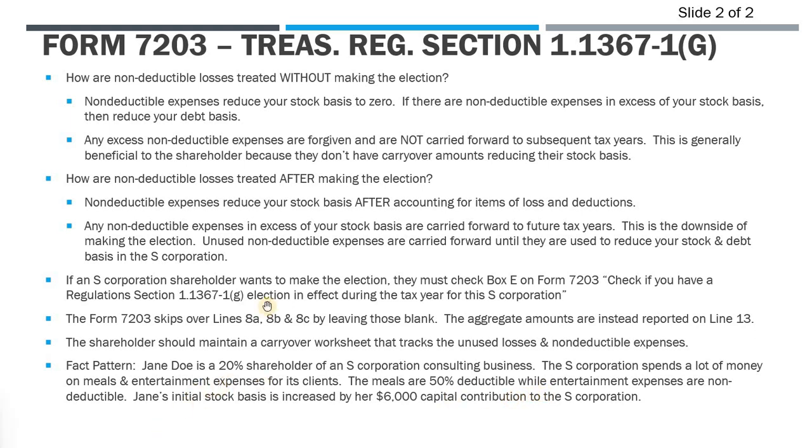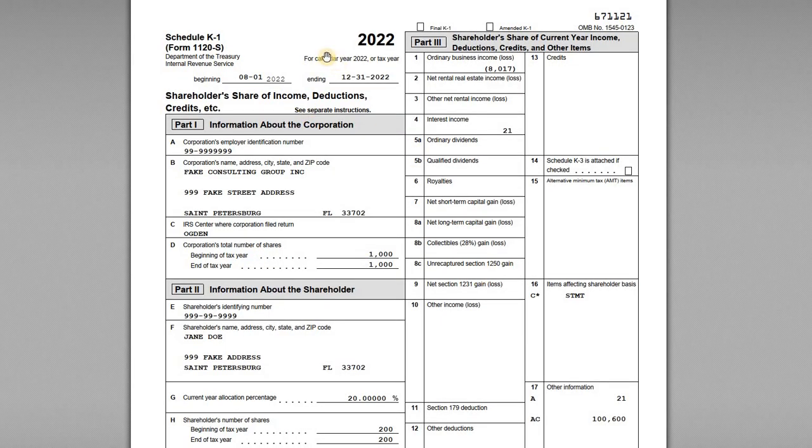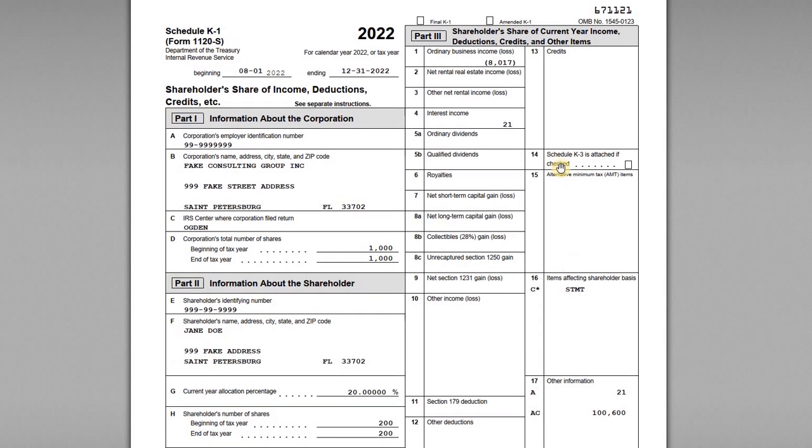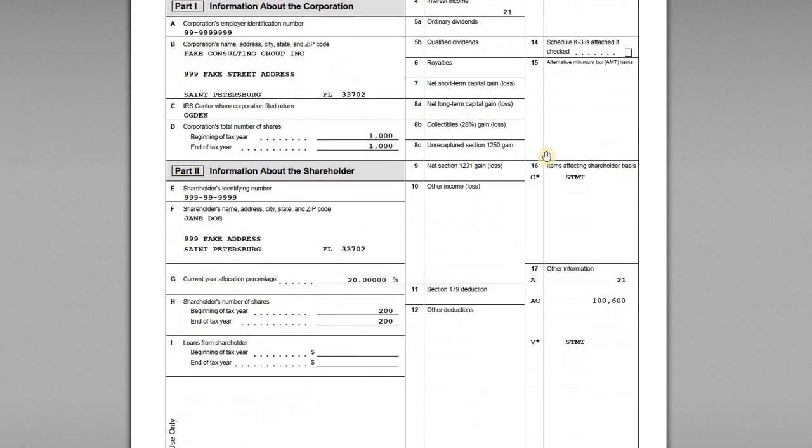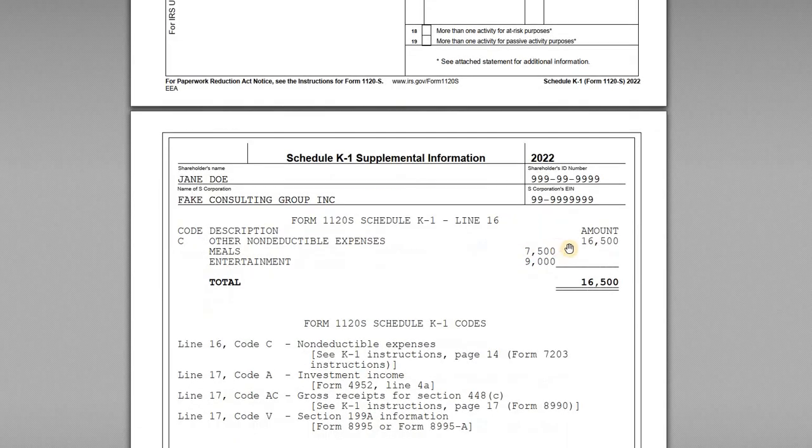So if we look at the 1120S here, we've got a 2022 1120S Schedule K1 for Jane Doe. Right, she's a 20% shareholder. So the items that are of significance here, she has a line 1 ordinary business income loss, so ordinary business loss, some interest income being allocated to her, and then line 16C items, which are the non-deductible expenses. So you can see here that she's got the non-deductible meals, the entertainment expenses, non-deductible. So she's got a very large portion of non-deductible expenses, $16,500.